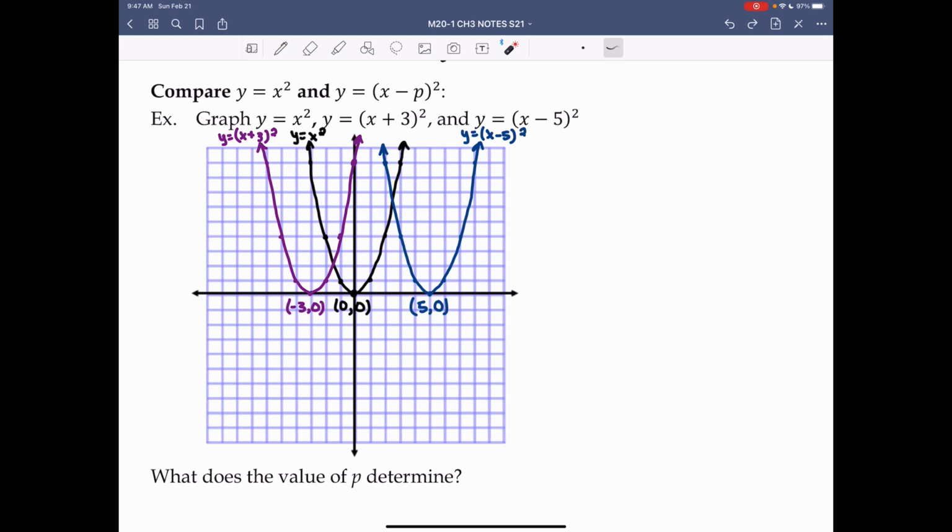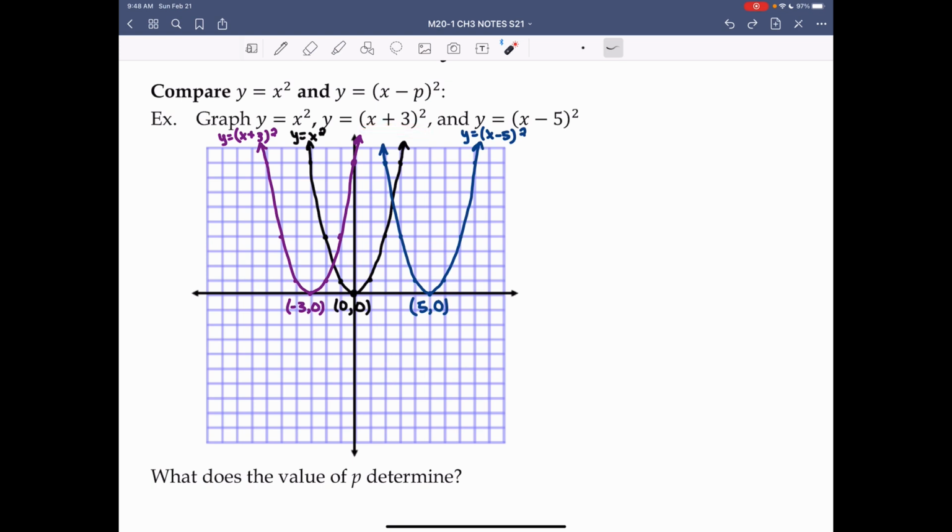Do you notice the connection between the vertex and the equation of the function? Y equals x squared has a vertex at 0, 0. If we were to write y equals x squared with a p value, it would be bracket x minus 0 close bracket squared. The second one has an x value of -3 for the vertex, and the equation of the function is x plus 3 all squared.